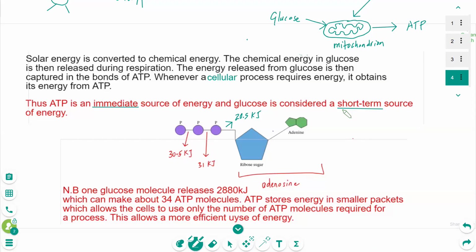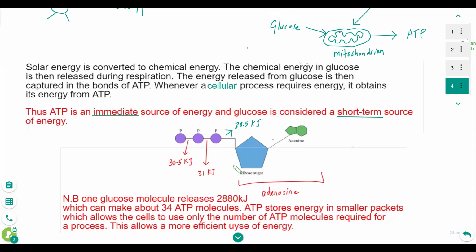So one glucose molecule, if you burn an entire glucose molecule, you could get over 2,880 kilojoules of energy. Now, what the cell does is capture that energy and make ATP. ATP has roughly 80 kilojoules of energy for each one, 70-odd or 80. So we can make up to 34 ATP molecules whenever we burn one molecule of glucose.